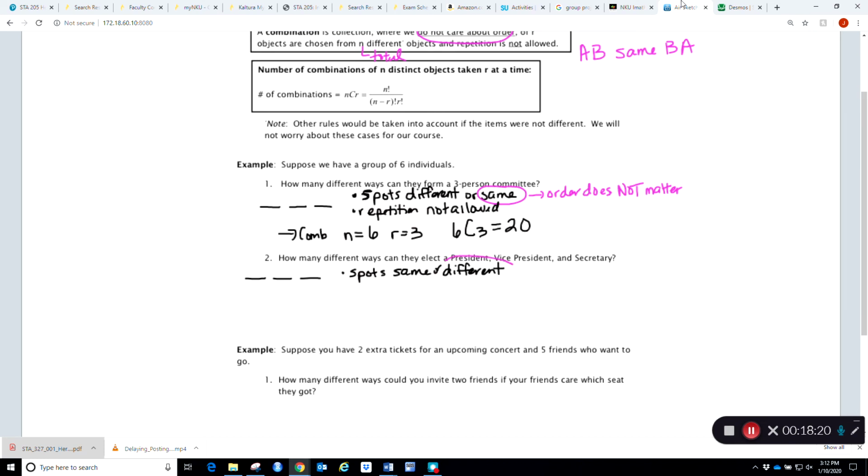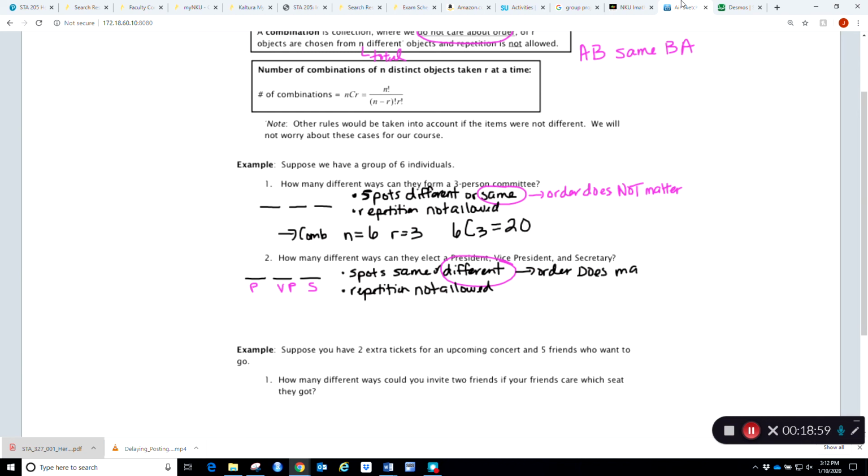Well, here, they're actually going to be different, right? Because one is a president, one is a vice president, and one is a secretary. So if I'm president and you're vice president, that's different than if you're president and I'm vice president, right? Even though we were both chosen, we care which spot we got. Still, same thing, that repetition is not allowed. So this time, since the spots are different, that tells me that order does matter.